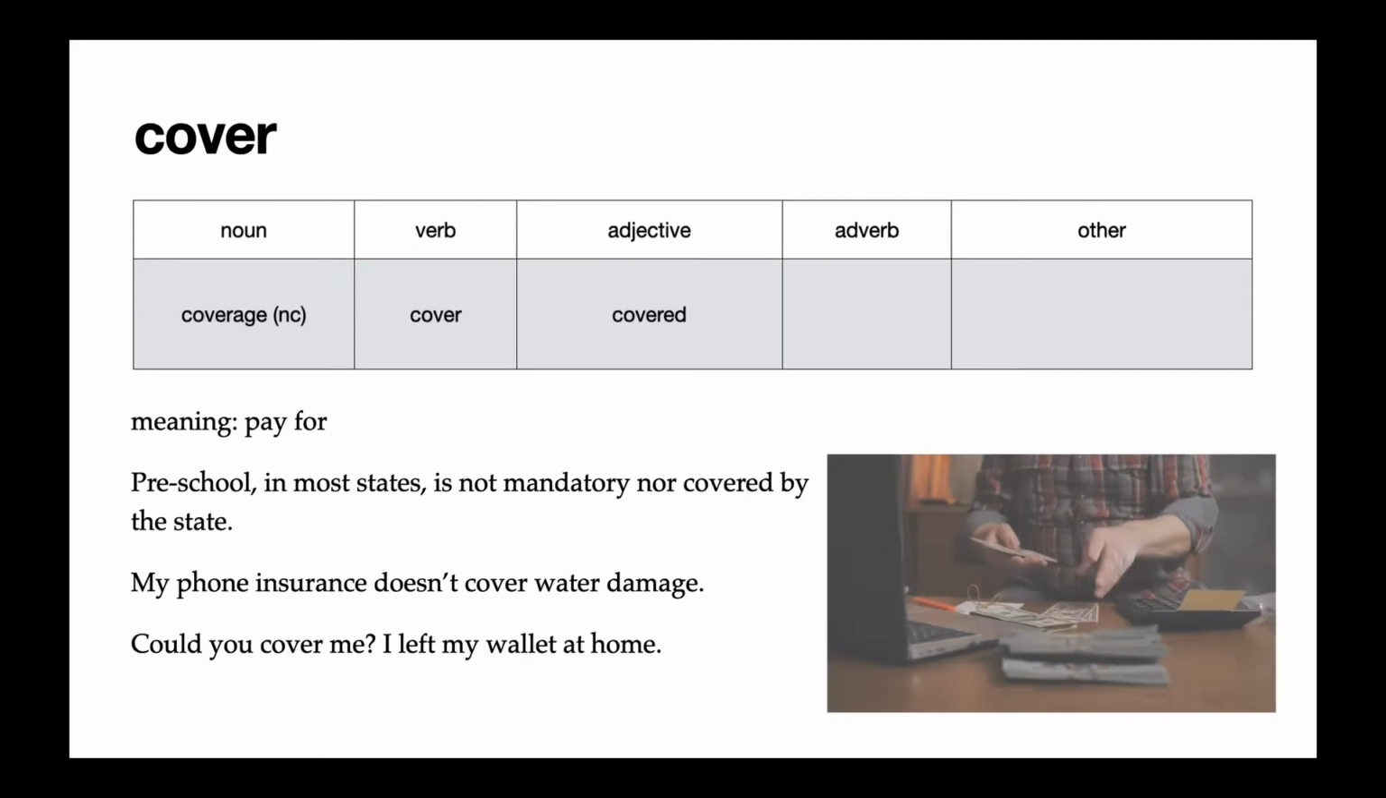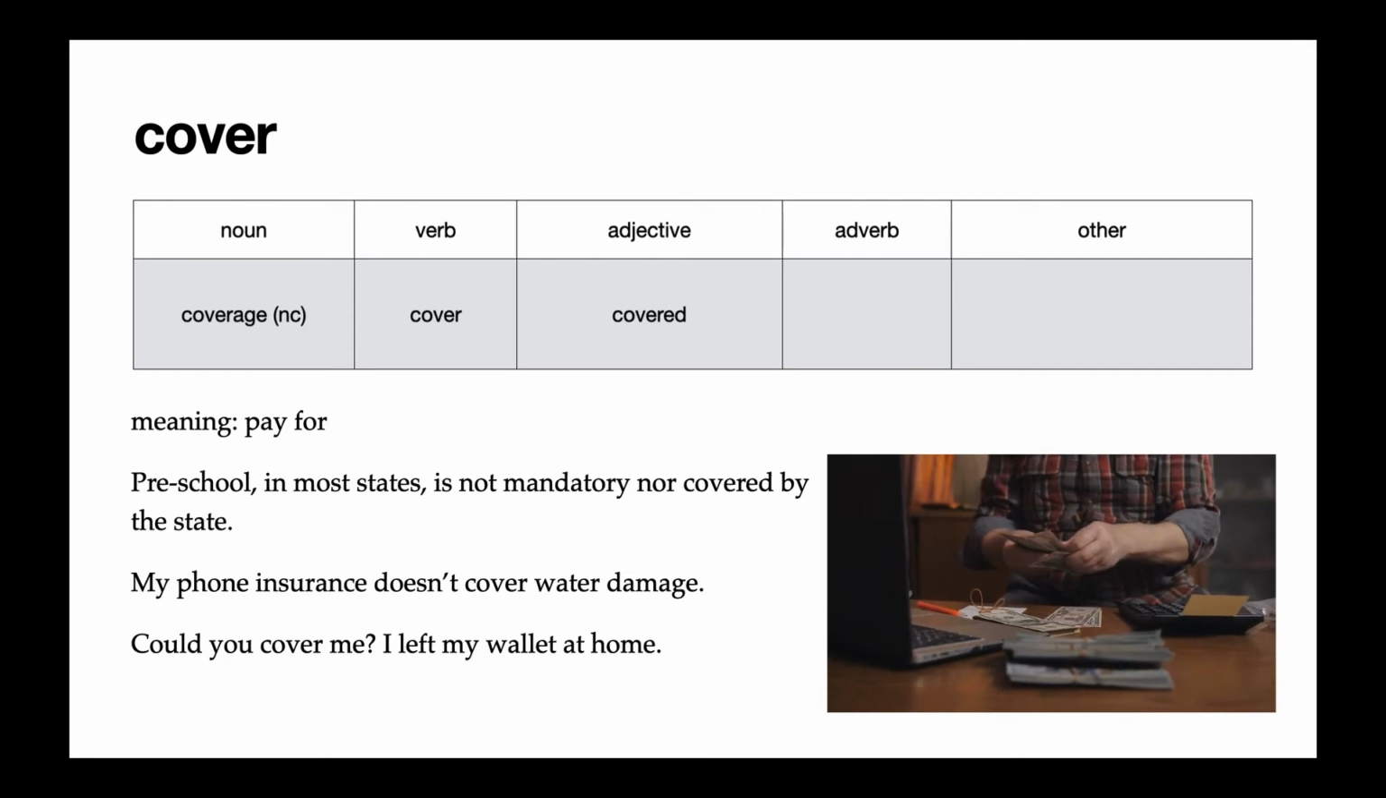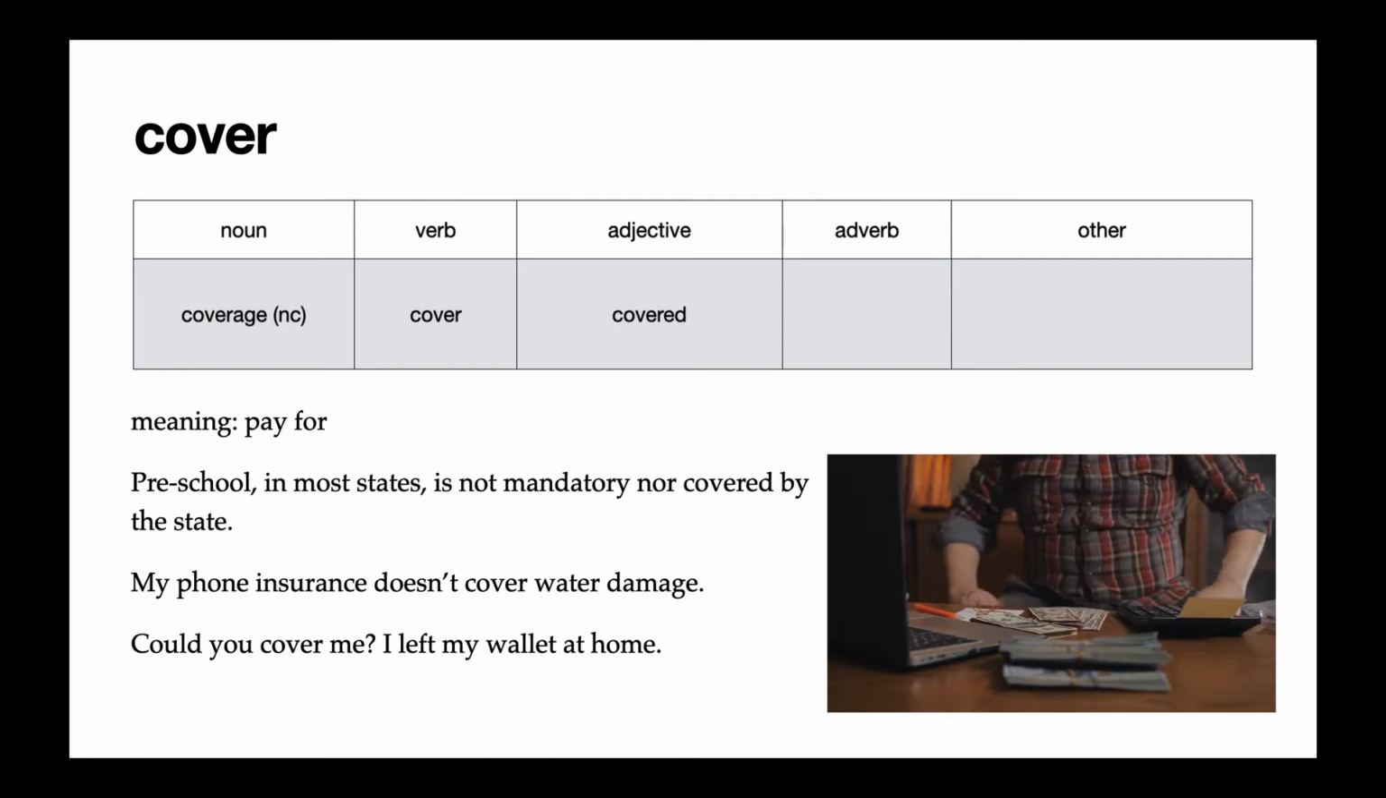Next, we have the verb cover. Cover means to pay for. Cover has other meanings, but this is the meaning from class 14. In our reading, it said, preschool in most states is not mandatory nor covered by the state. That means the state doesn't pay for it. It's not paid for by the state.